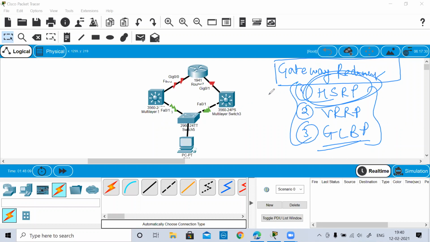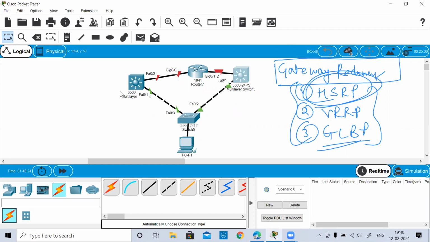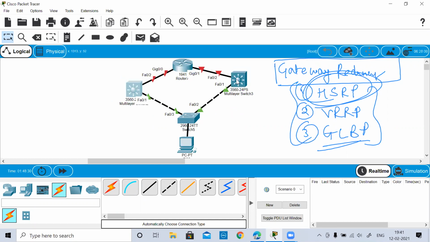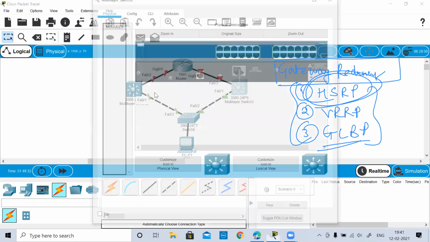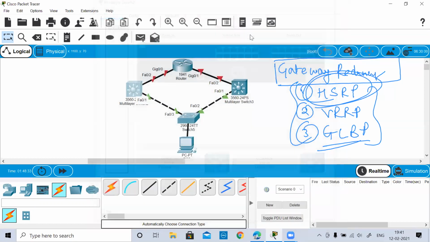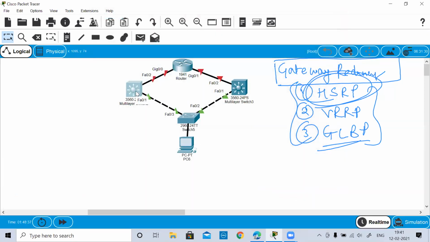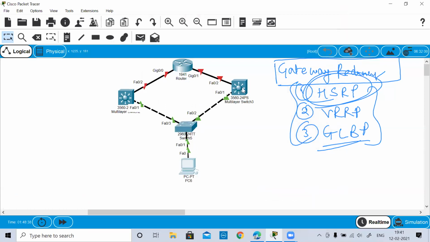If one is actively working as the default gateway, we are creating a standby IP or a standby default gateway. So how do we create that? We have to get inside the switches now. Just look into their interfaces properly, 0/1, and this is your 0/1. So let us get inside them. I guess now it looks better.